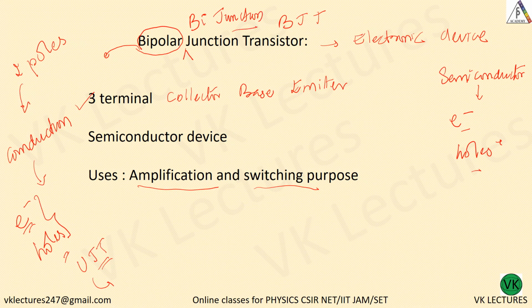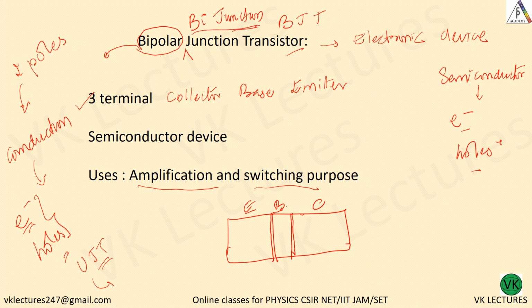Two junctions. That is, it is just like this semiconducting material. This is emitter, base, collector. Okay. There are two junctions. One is base emitter junction and another is this junction, base collector junction or collector base junction. Two junctions. So that is why bijunction.